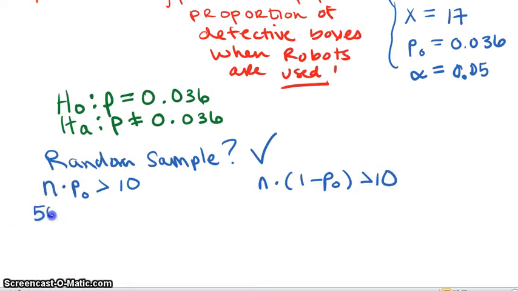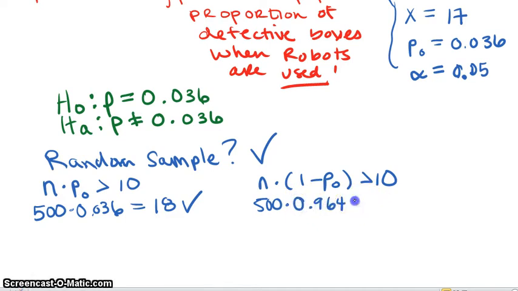We have 500 was our sample size times our claimed amount of 0.036, and this is equal to 18. So since 18 is larger than 10, then this condition is met. Now let's do the same thing for the other condition. So 500 times 1 minus p naught, which in this case is 0.964, is actually equal to 482. Therefore, this condition is also met.